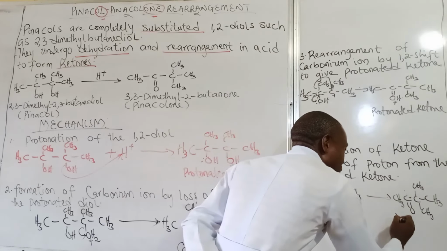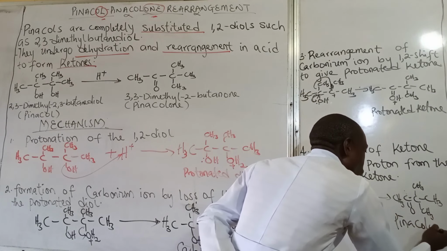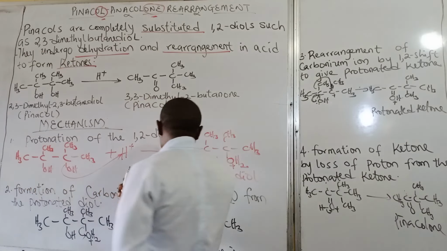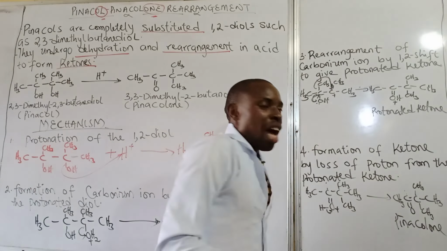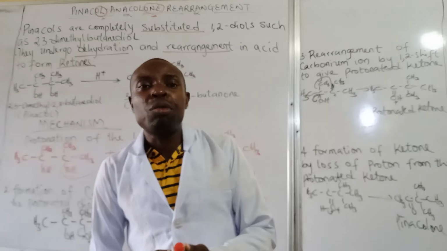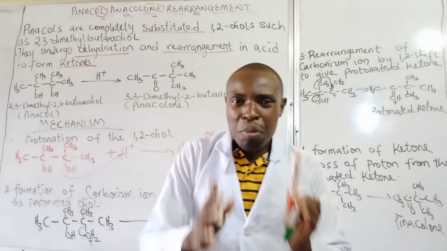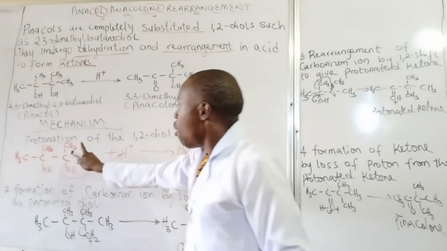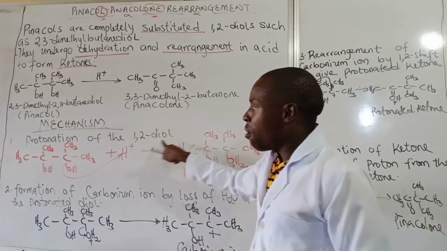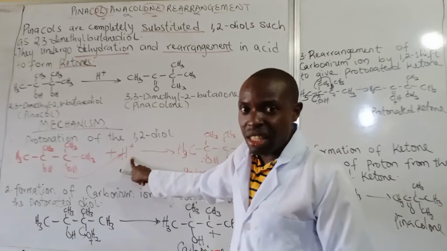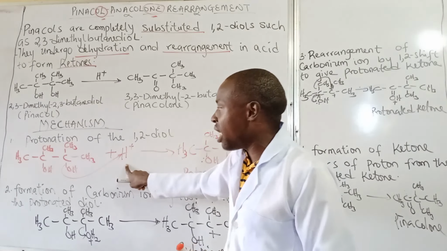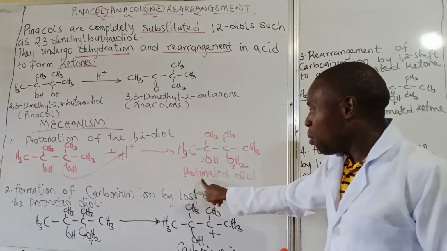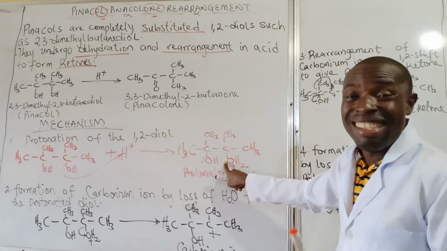So this is what we call the pinacol, starting from the pinacol straight down to the pinacolone. And that is what we call this rearrangement. It's called the pinacol-pinacolone rearrangement. Starting from the first step, formation of the 1,2 diol, in which the proton coming from the acid there reacts with this to give us what we call a protonated diol, as you can see here.